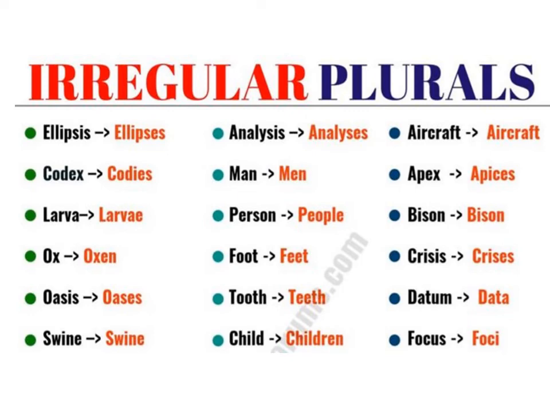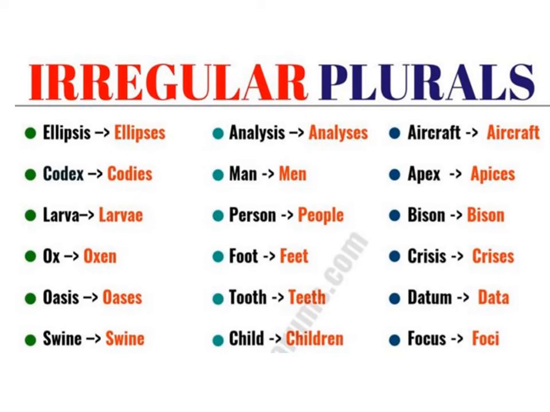Another one, irregular plurals. We have ellipsis, the plural form will be ellipses. Codex, we have codices. Larva, larvae. Ox, oxen, as said in the first example. Oasis, we have oases. Swine is swine again. And then analysis, we have analyses.